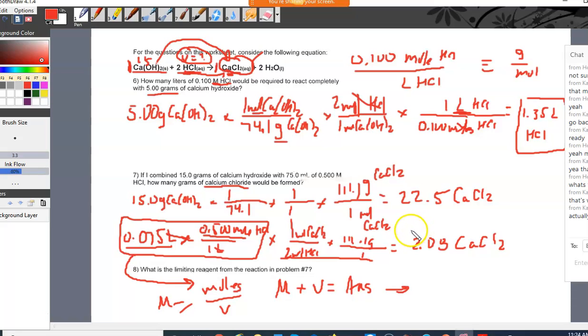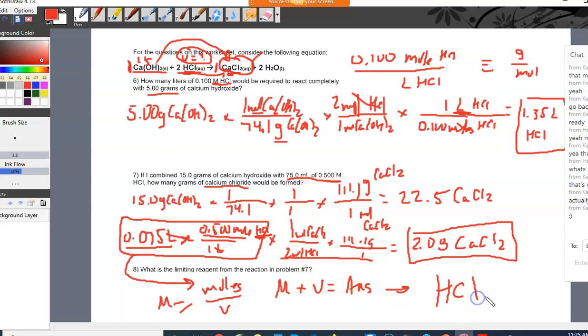So I guess let's see how many grams of calcium chloride. So the answer should be 2.08. And then the limiting reagent obviously is the hydrochloric acid, since that's what these numbers are coming from. So problem 7, the answer is HCl. Okay. All right. Good, Kayla. Holly, you got it.